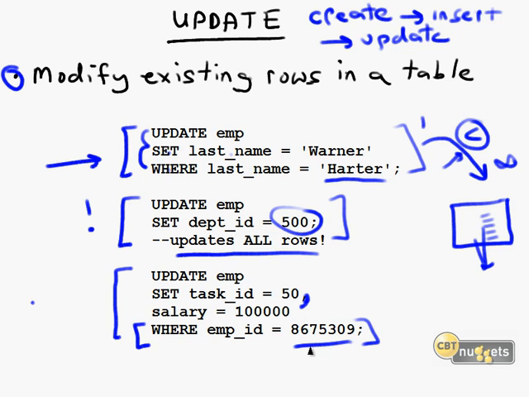But in this case, certainly whatever his or her task ID was prior to this update will then reflect, from now on, 50. His or her salary will reflect 100,000.